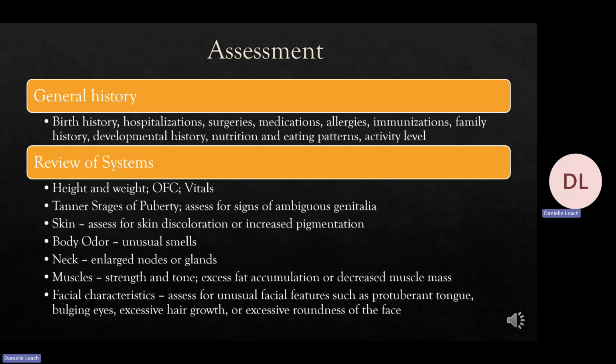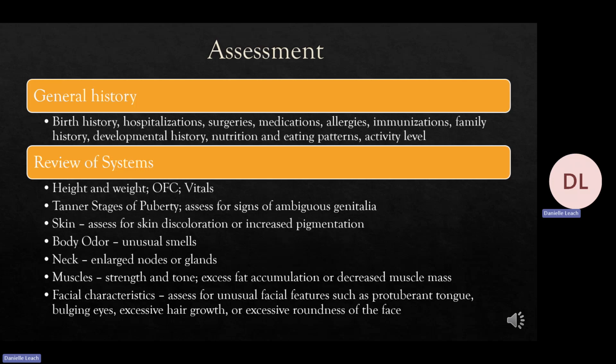What is their activity level, including their daily activities, their physical activities, how much time do they spend playing video games, for example. When reviewing their different systems, we can do things like their height and weight, their OFC if it's a baby or a small toddler, and of course their vitals. We can also assess which stage of puberty they're in using the Tanner stages of puberty, which is assessing things like do they have armpit hair, do they have breast buds, etc. We can also assess for signs of ambiguous genitalia.